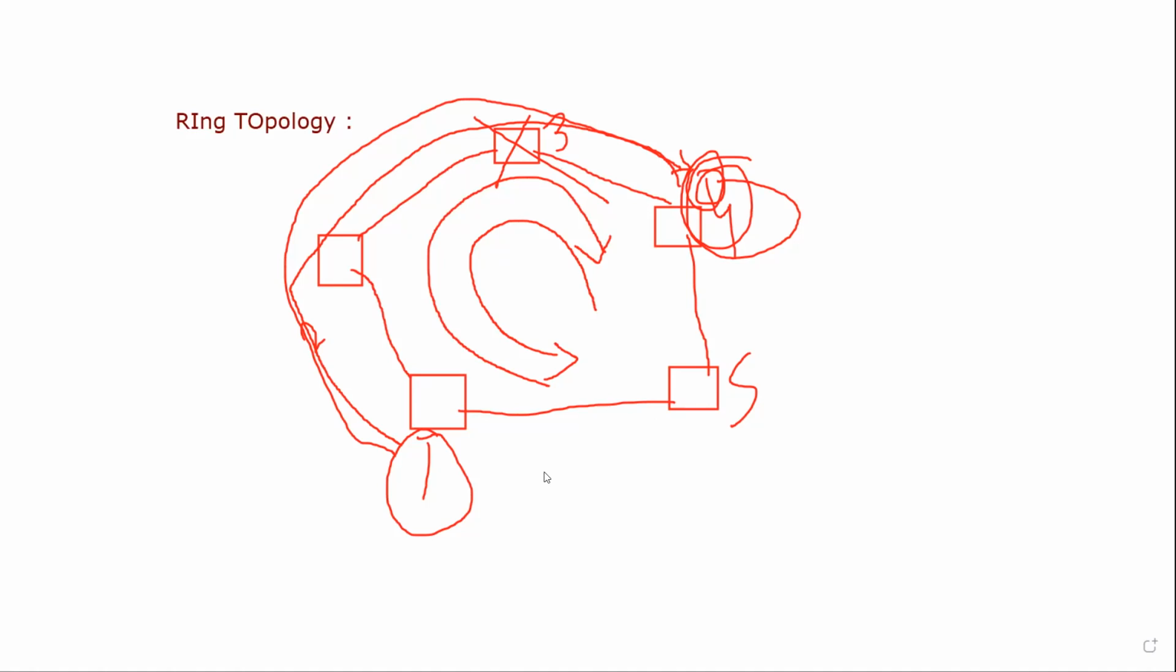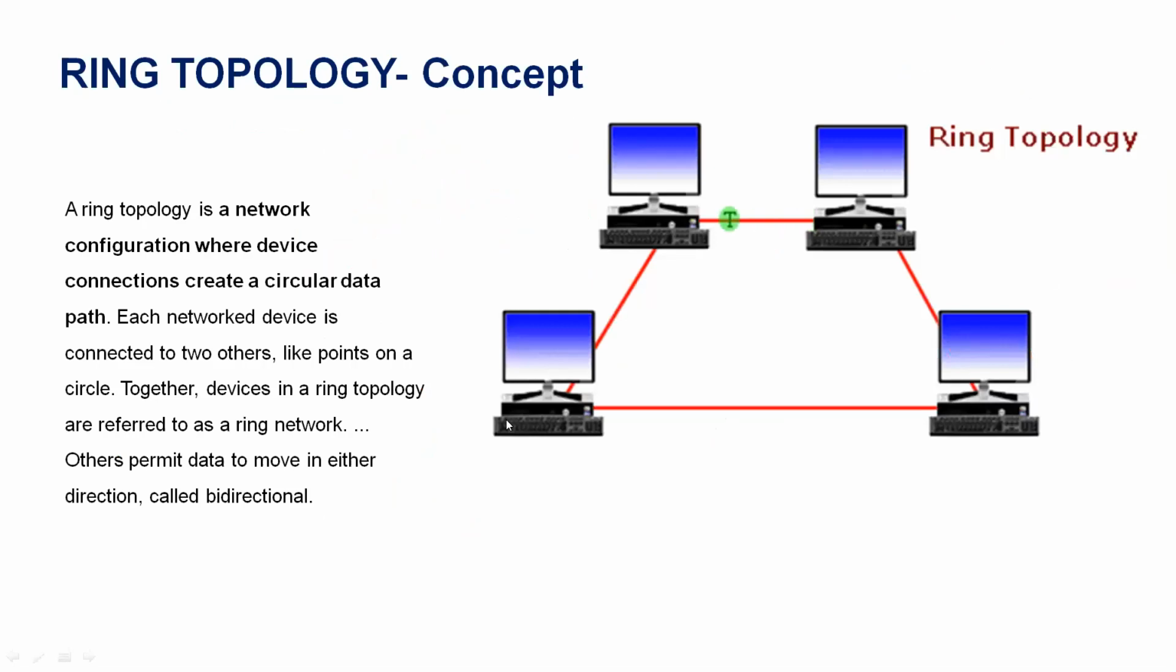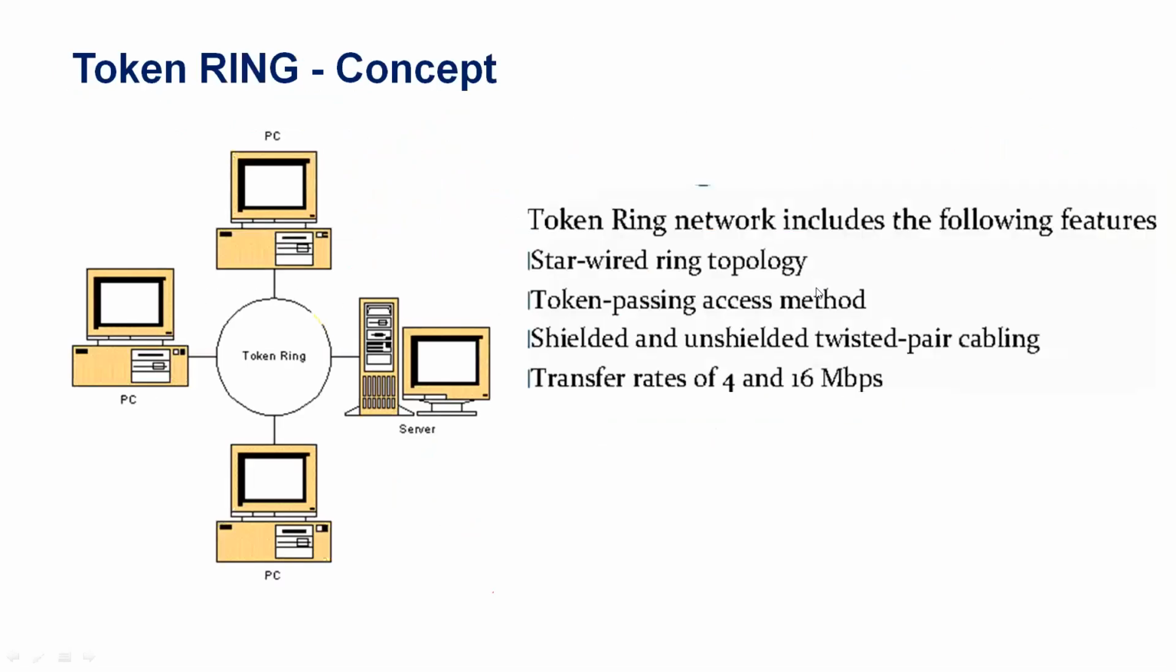If you want to check these topologies also, I will share with you. This is your ring topology, where PCs are connected like a ring. I have already told you that all the devices and connections are connected in a ring. The token ring concept is like a star wire topology. In this, shielded and unshielded twisted pair cabling is used.